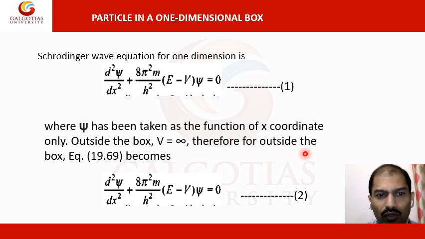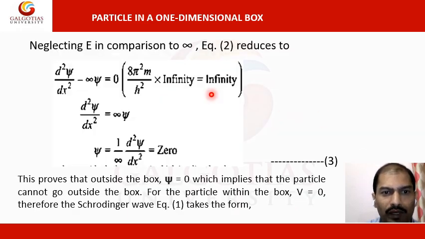Therefore outside the box the equation becomes d square psi upon dx square plus 8 pi square m upon h square into (E minus V) into psi equal to 0. Just assume this is equation 1 and the other one is equation 2. After neglecting E in comparison to infinity, the equation reduces to d square psi upon dx square minus infinity times psi, since when you multiply 8 pi square m upon h square with infinity, the value also becomes infinity.